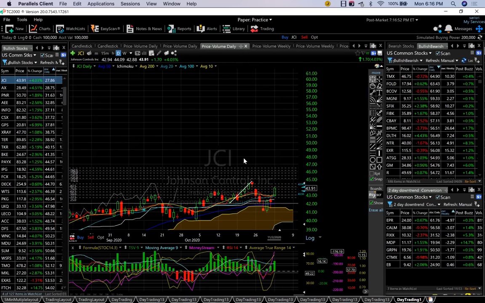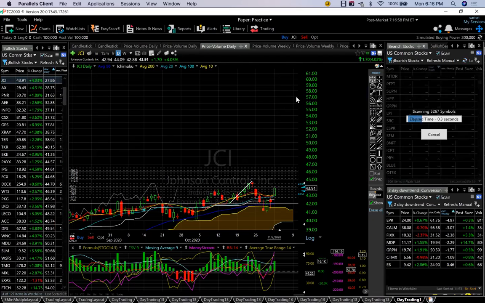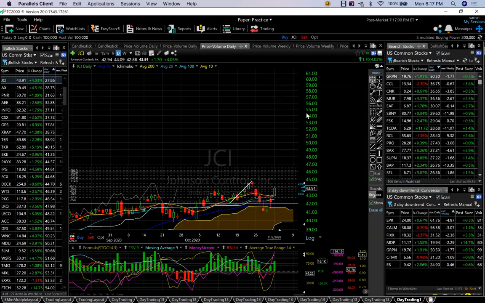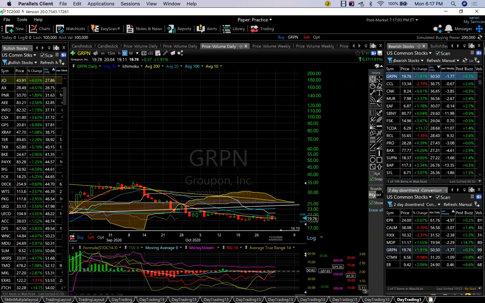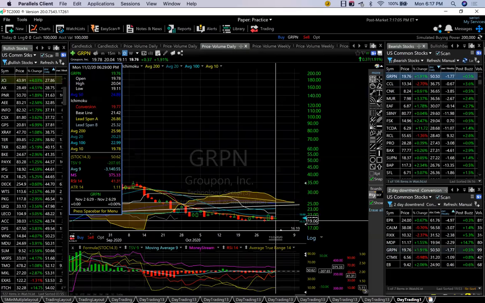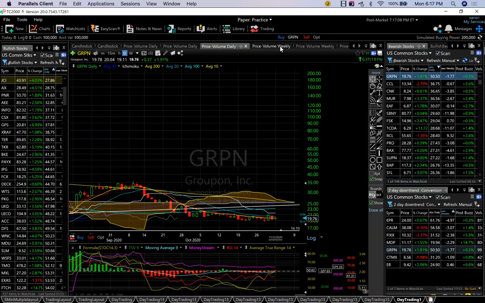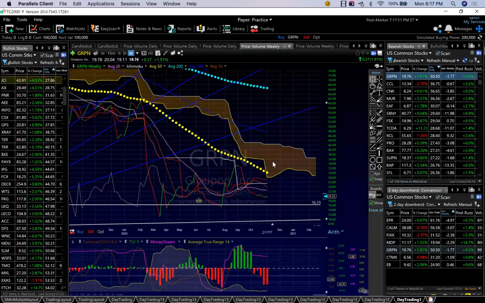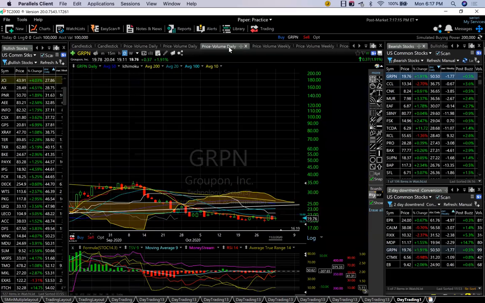If the SPY is going up, then you want to play all your bullish calls. If the SPY is going down, then you want to play all your bearish stocks. Look at this. The bearish stocks right now are Groupon, which is around 1976. Groupon is bearish on the cloud and also bearish on the weekly. So you want to see where it is bearish on the weekly as well as on the daily, so that you have better chances, more odds working for you.